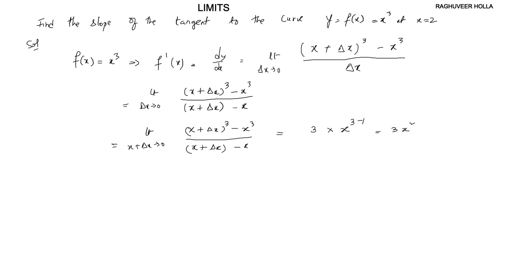Now we need to find the slope of the tangent with respect to x as 2, right? So this is dy by dx, okay, as x is equal to 2, so 3 into 2 squared, which is 12, is the answer.